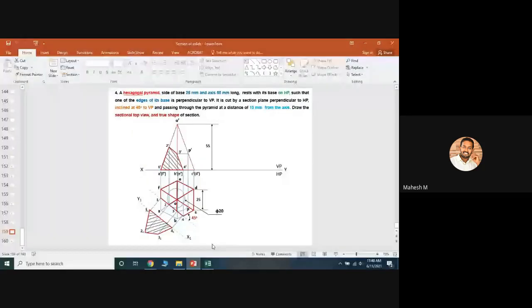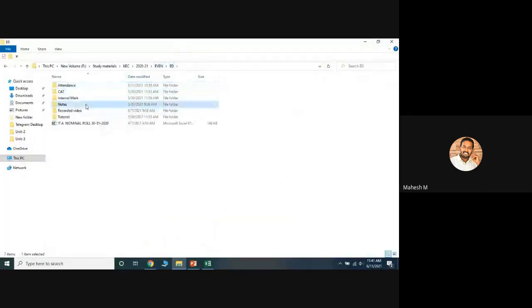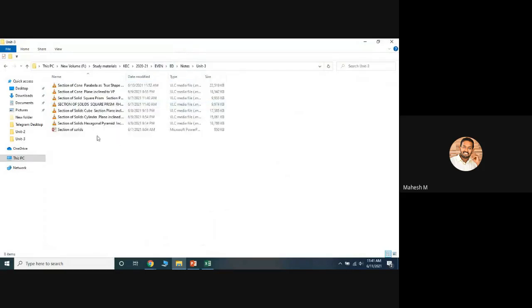Okay, so one more problem on section of planes. நான் அதுவும் hexagonal pyramid வச்சு சொல்றேன். So this particular problem is also hexagonal pyramid. Okay, side of base 25 mm and height 70 mm has the hexagonal end on VP. So hexagonal end on VP. புரியுதா? hexagonal surface வந்து உனக்கு VP மேல இருக்கு. So your front view will look like a hexagon. Okay, so with two of its edges perpendicular to HP, that means you have to create a edge hexagon.